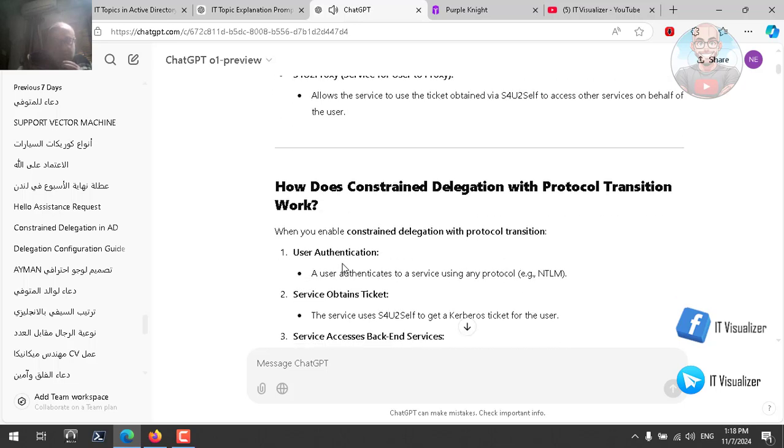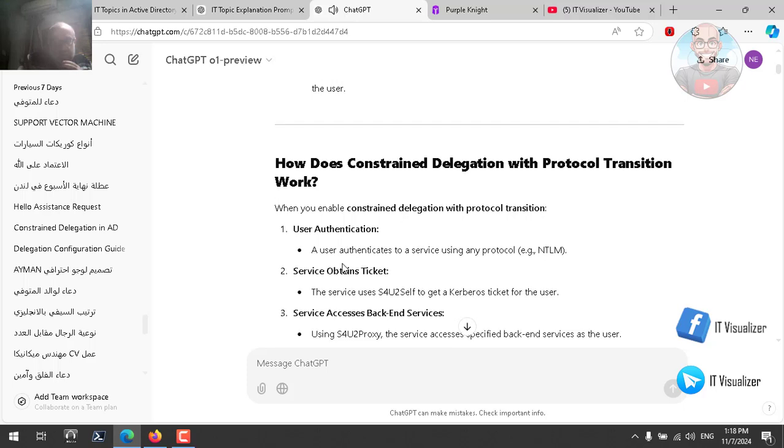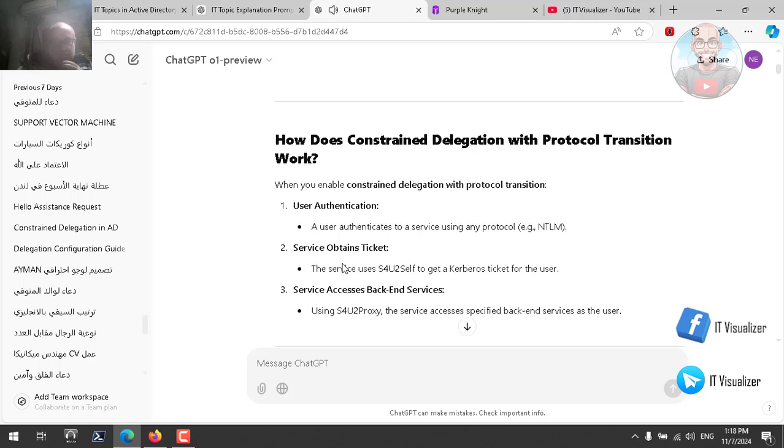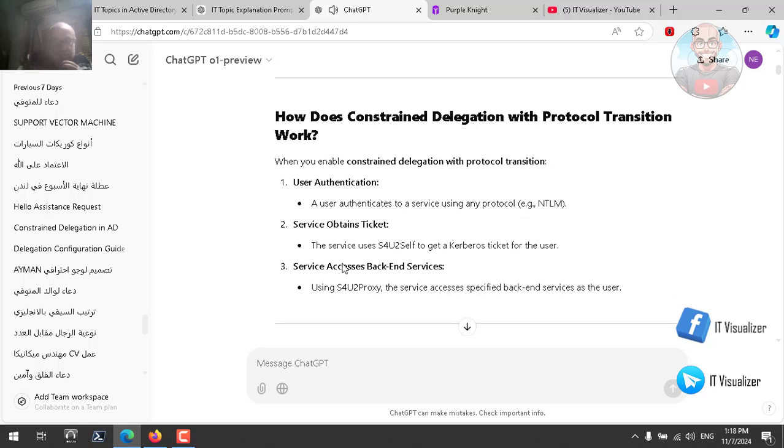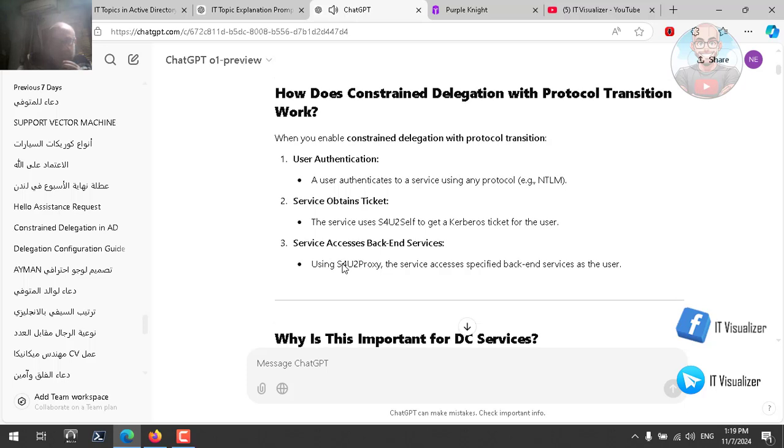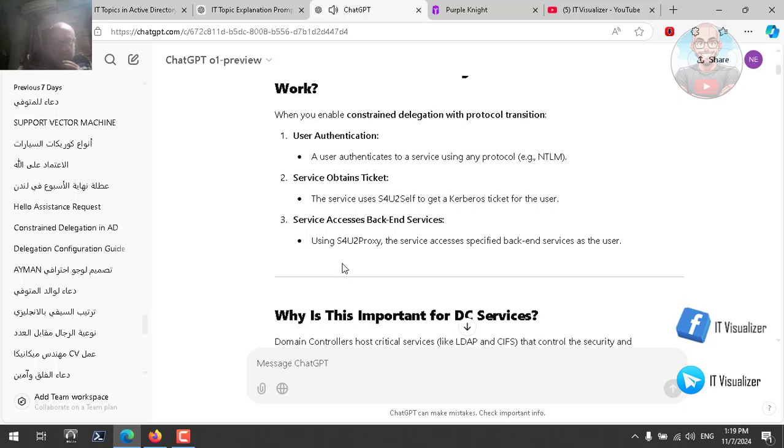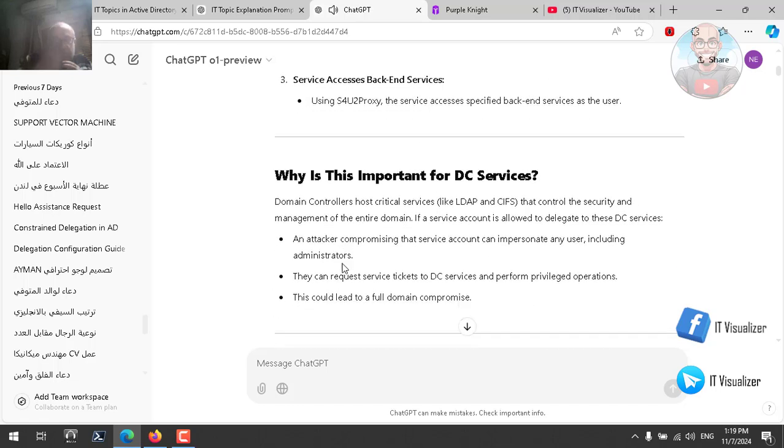How does constrained delegation with protocol transition work? When you enable constrained delegation with protocol transition: 1. User authentication. A user authenticates to a service using any protocol, e.g. NTLM. 2. Service obtains ticket. The service uses S4U2Self to get a Kerberos ticket for the user. 3. Service accesses backend services. Using S4U2Proxy, the service accesses specified backend services as the user. Why is this important for DC services?